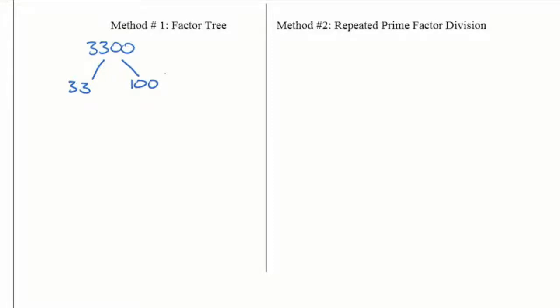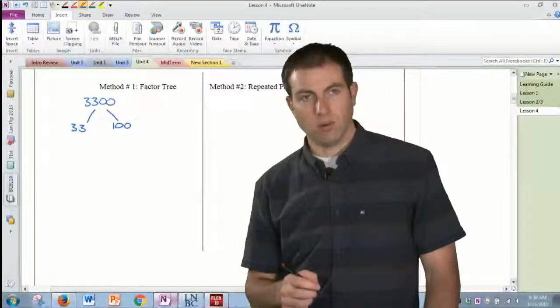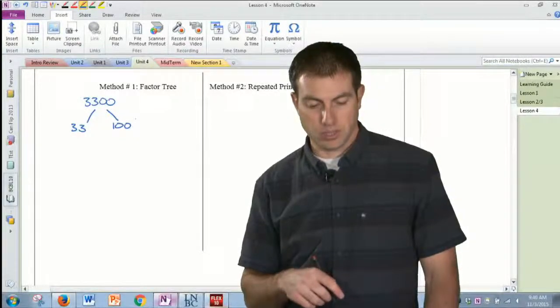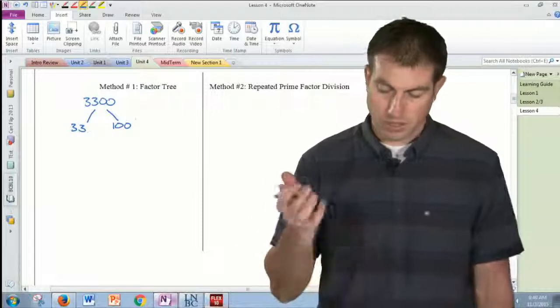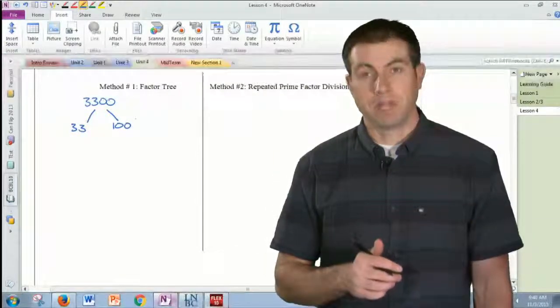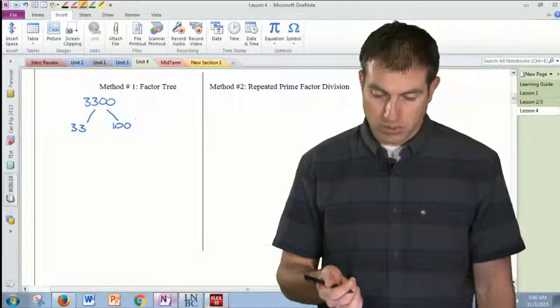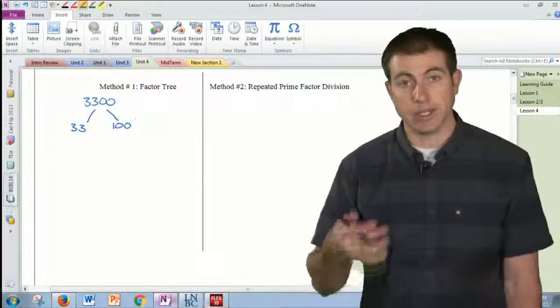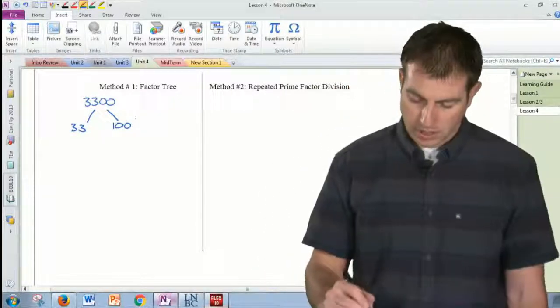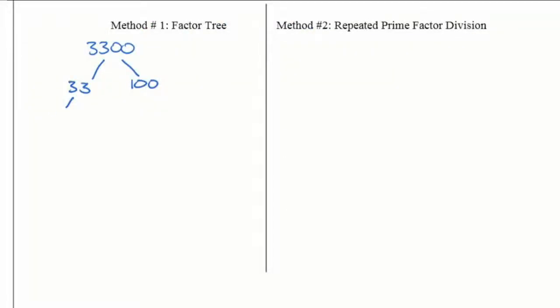You could have broken it into 330 times 10, or I'm sure 11 times something might go in there. I don't know. There you go. Now I want to break down the next two numbers. So I have 33 and 100, and I need to break down 33. The only thing I can think of is breaking this into 3 and 11. And then 100, I'm going to break that down into 10 times 10.